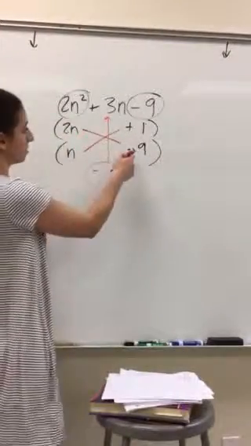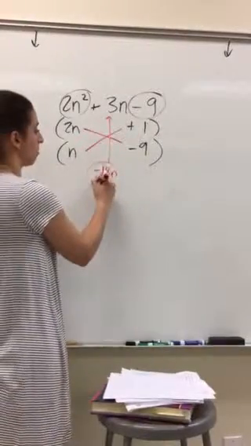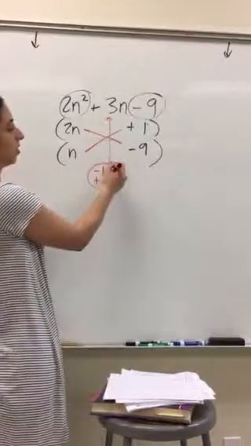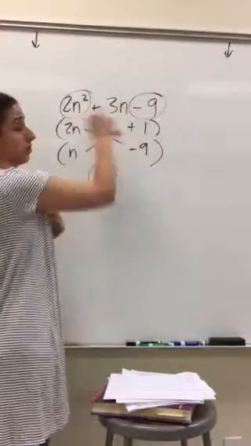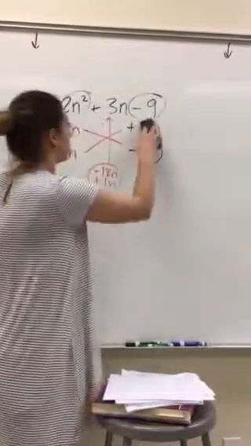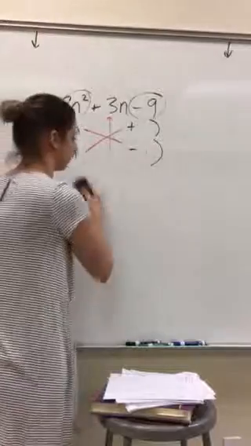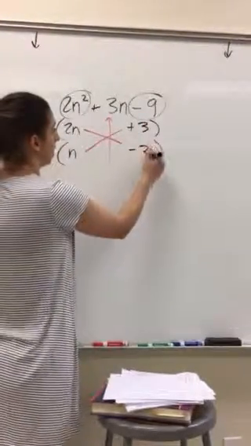So 2n times minus 9 makes minus 18n. And n times positive 1 makes positive 1n. No, not even close. So now I need to think of 2 other sets of numbers that multiply to 9. Oh, 3 and 3. So I'm going to go ahead and try 3 and 3 now. So positive 3 and negative 3.